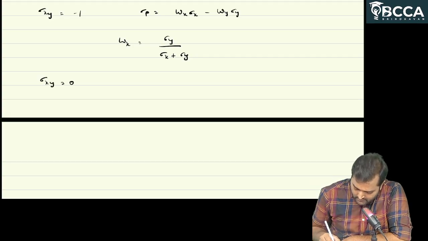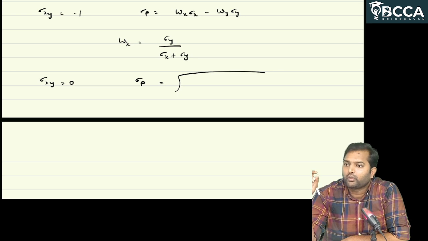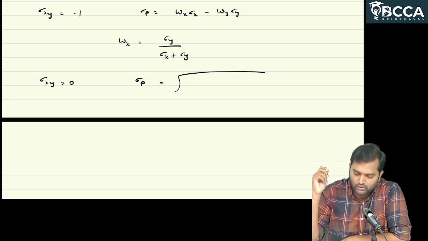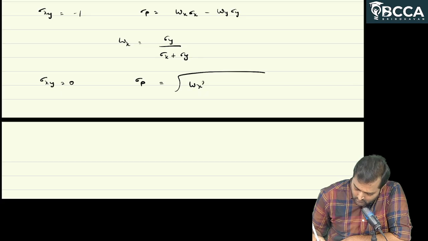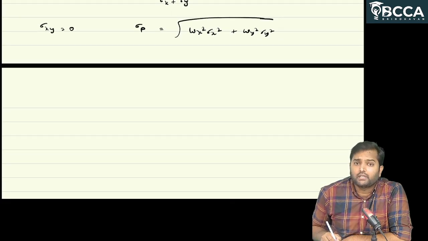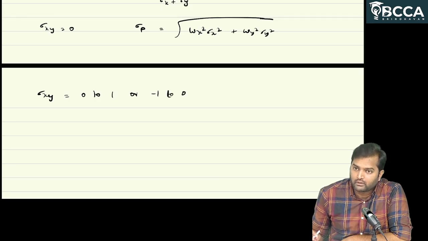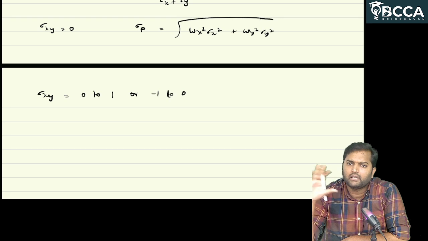When sigma xy is equal to 0, then sigma p is equal to square root of... When sigma xy is equal to 0, then the 2ab part will be equal to 0. So if the 2ab part becomes 0, then it is wx square sigma x square plus wy square sigma y square. Okay. So when sigma xy ranges from 0 to 1 or minus 1 to 0, then we have to use the lengthy formula.